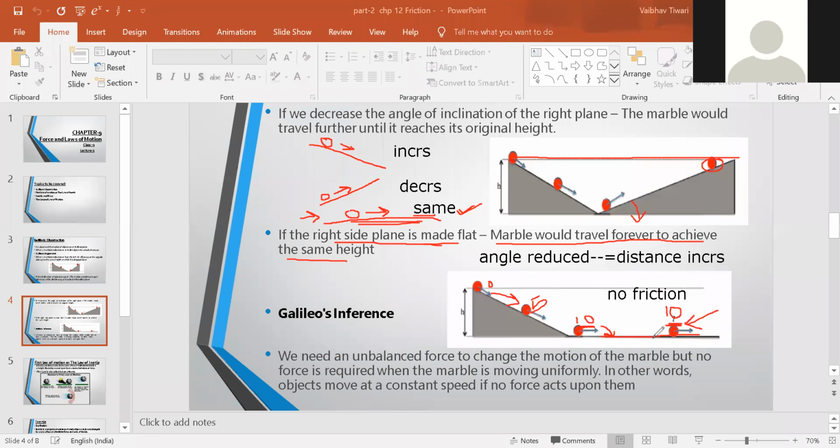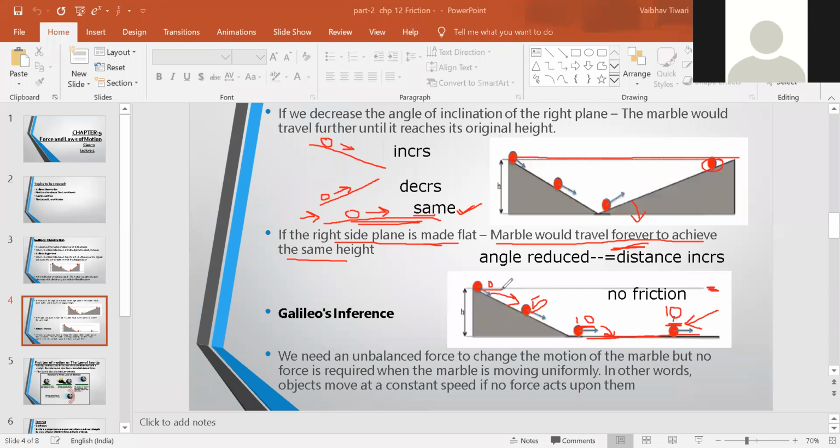The speed will remain 10 until the ball is going to move. And till what time is the ball going to move? The ball will move forever, because on moving on the straight path, the ball is never going to achieve the height from which it was dropped.